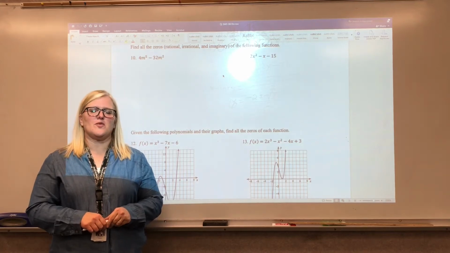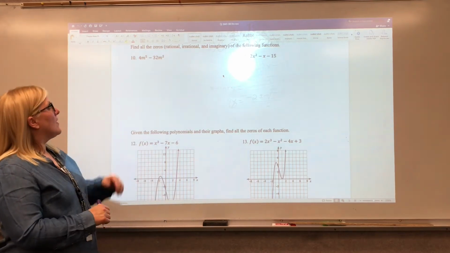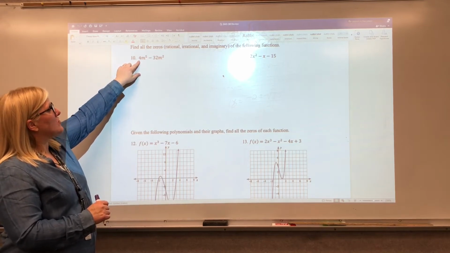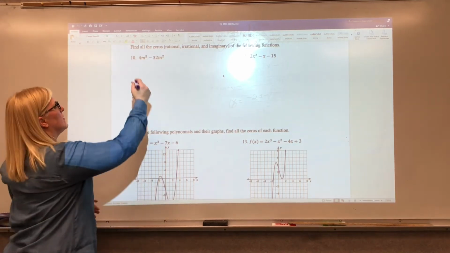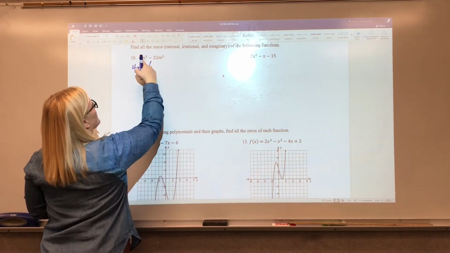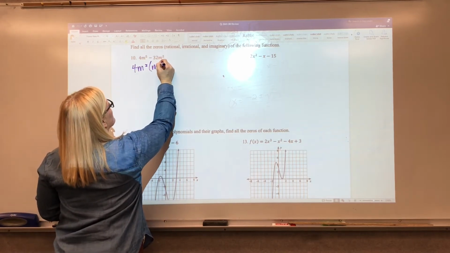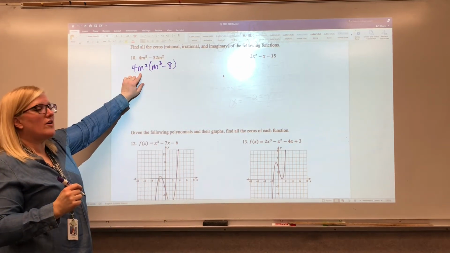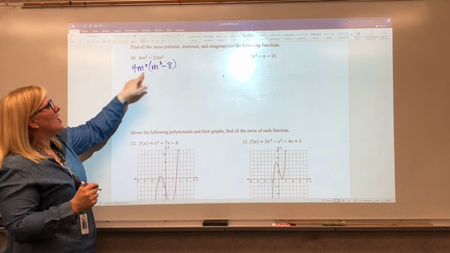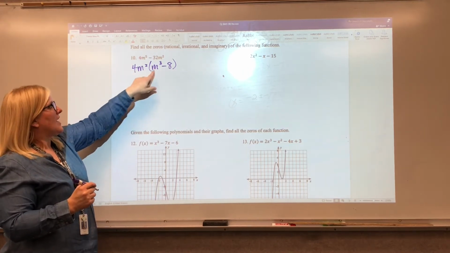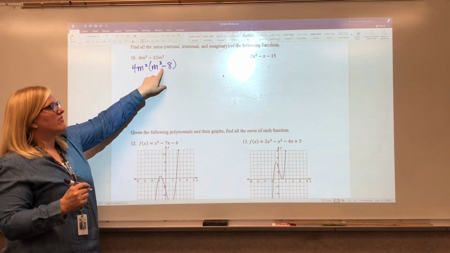All right, now starting with number 10. This one, we can actually factor out a 4 and an m squared. So I have 4m squared, and this is going to leave me with m cubed minus 8. Okay, so 2 of my roots, because I'm going to have 5 of them, 2 of them are going to be 0. Okay, and now I need to factor this.